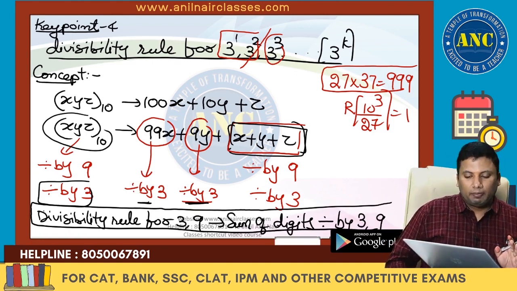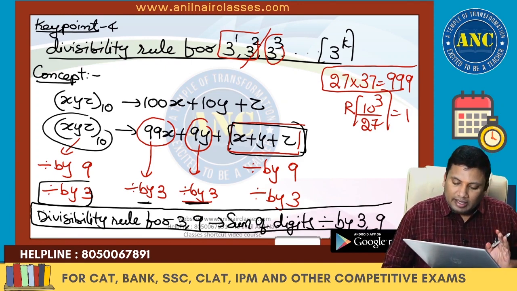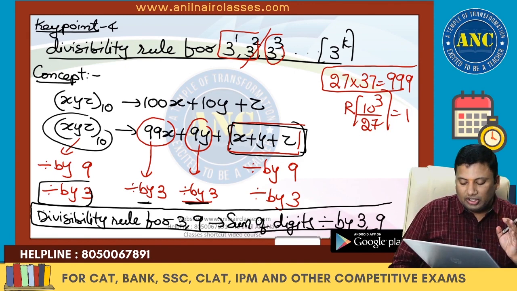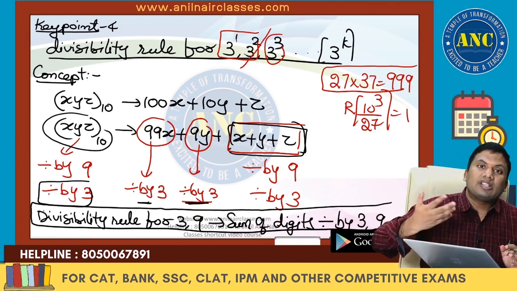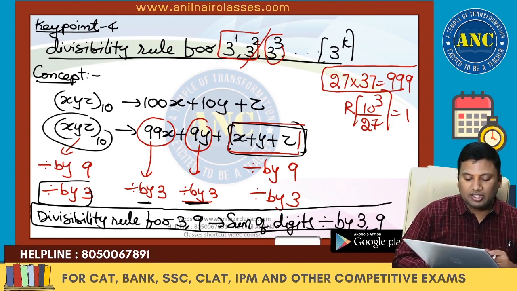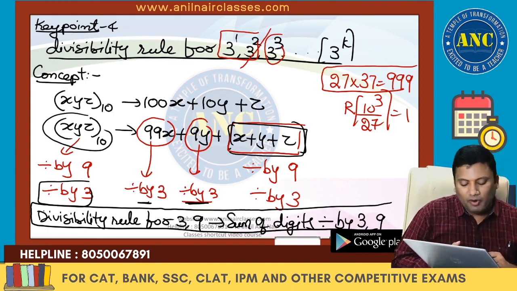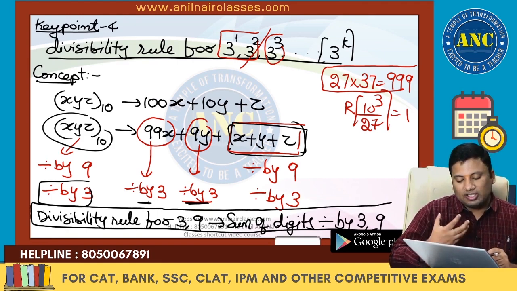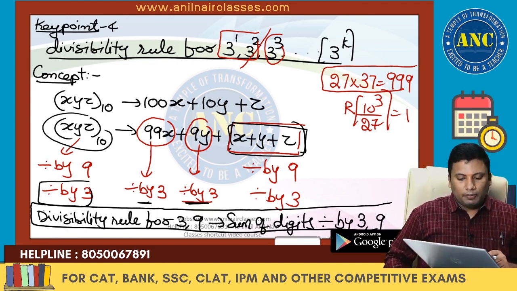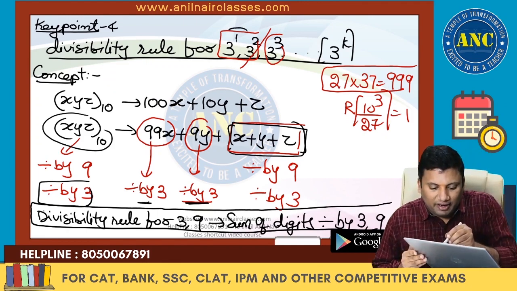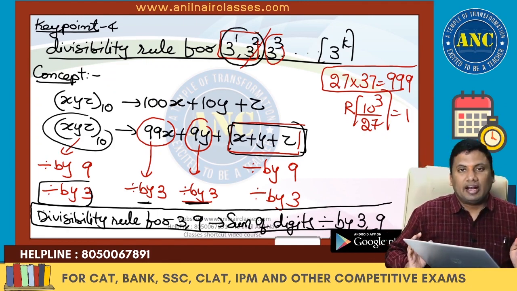Key point number 4. I hope the idea is clear. Divisibility rule for 9 is sum of the digits should be divisible by 9. If it is for 9, all the factors of 9 also will obey the same principle. The factors of 9 are 1, 3 and 9. After 9, the largest factor is 3. So the sum of the digits should also be divisible by 3. So we are restricting our fundamental class to 3 and 9.